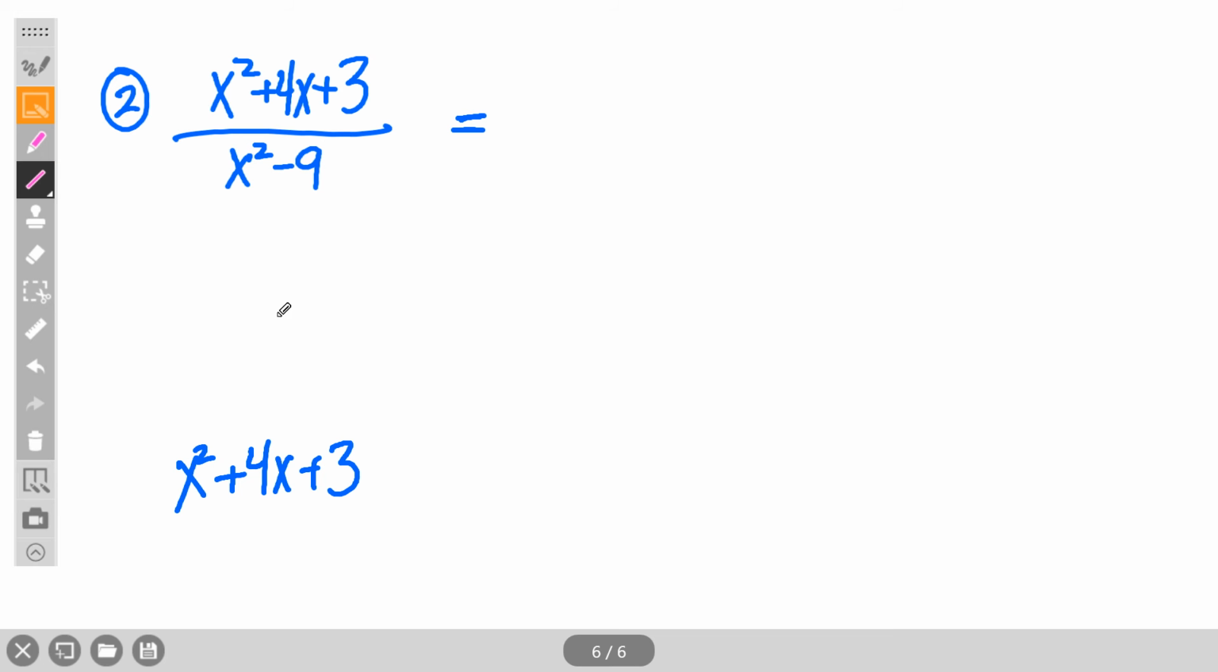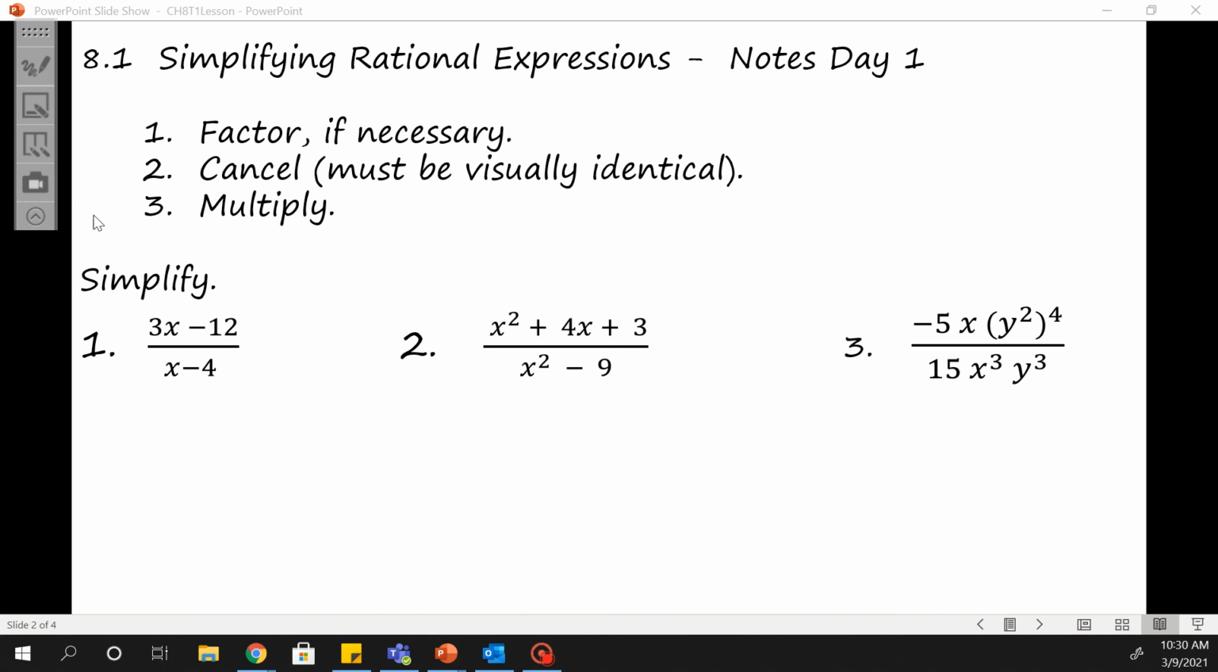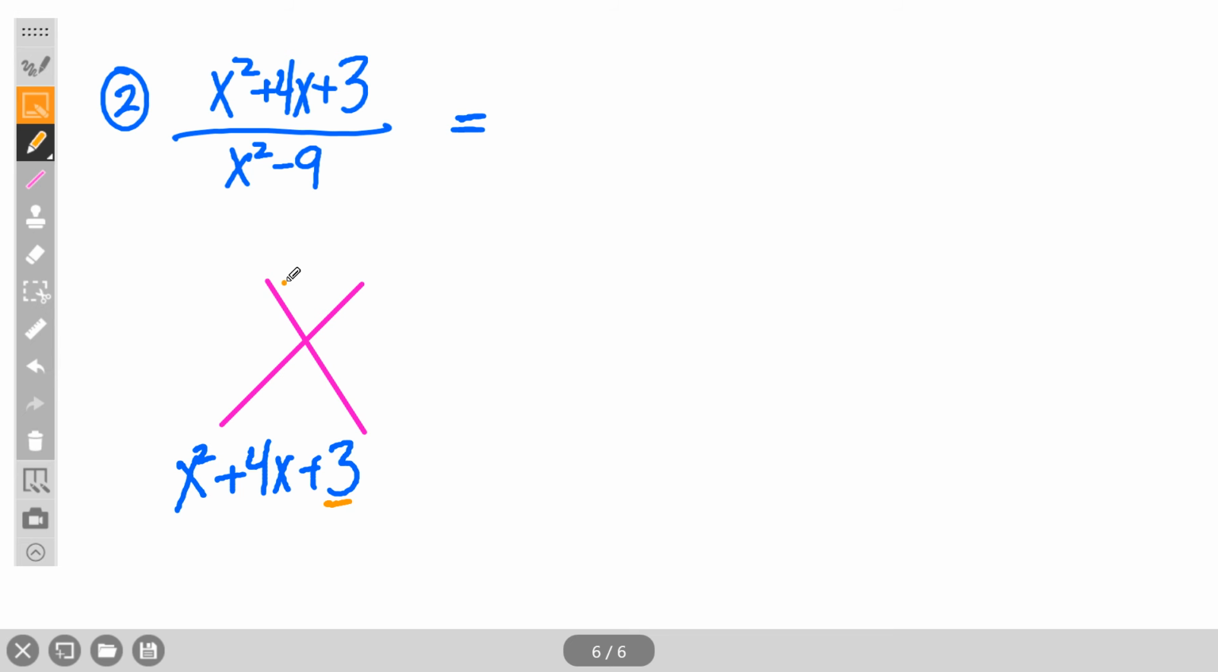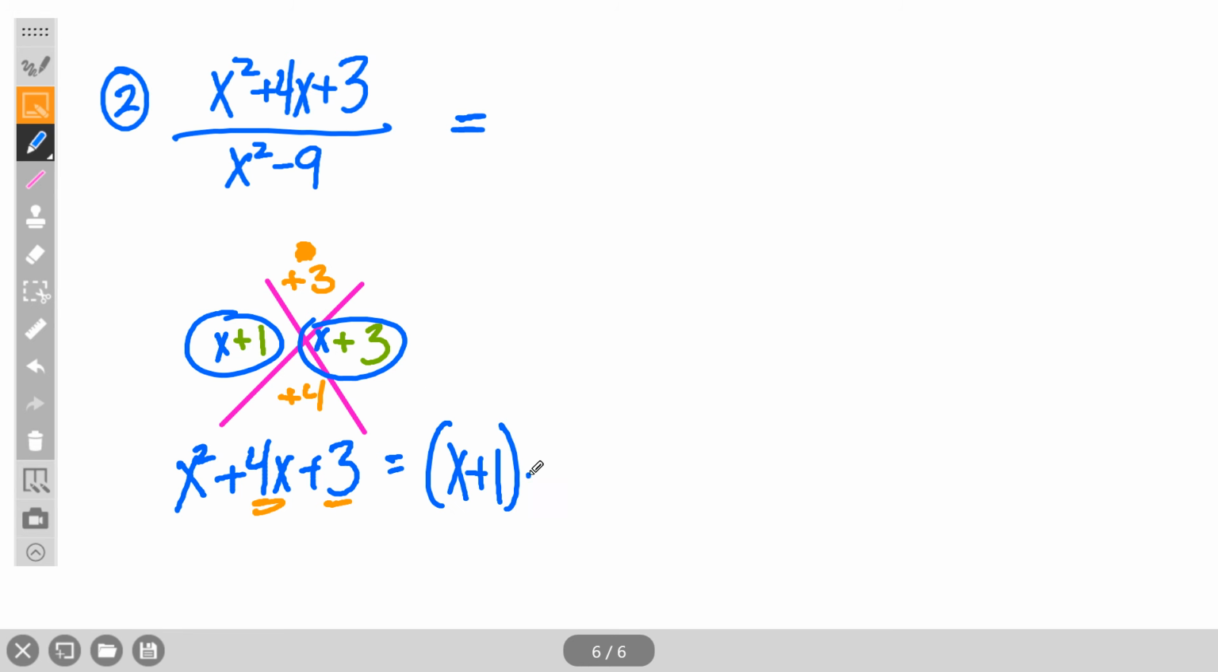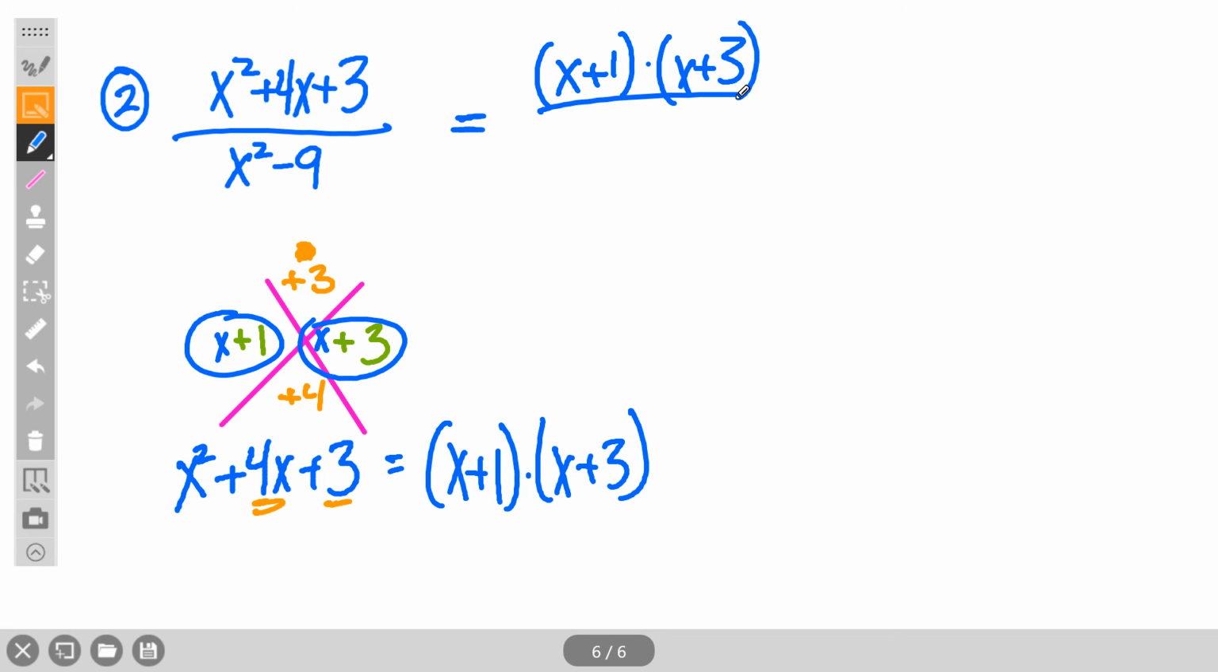Well, remember, in order to factor something like this, we need to look for two numbers that multiply to positive 3, and add to positive 4. Well, those two numbers would be positive 1 and positive 3. 3 times 1 is 3, 3 plus 1 is 4. Put an x in front of those and you have your factors. So x squared plus 4x plus 3 factors into x plus 1 and x plus 3.